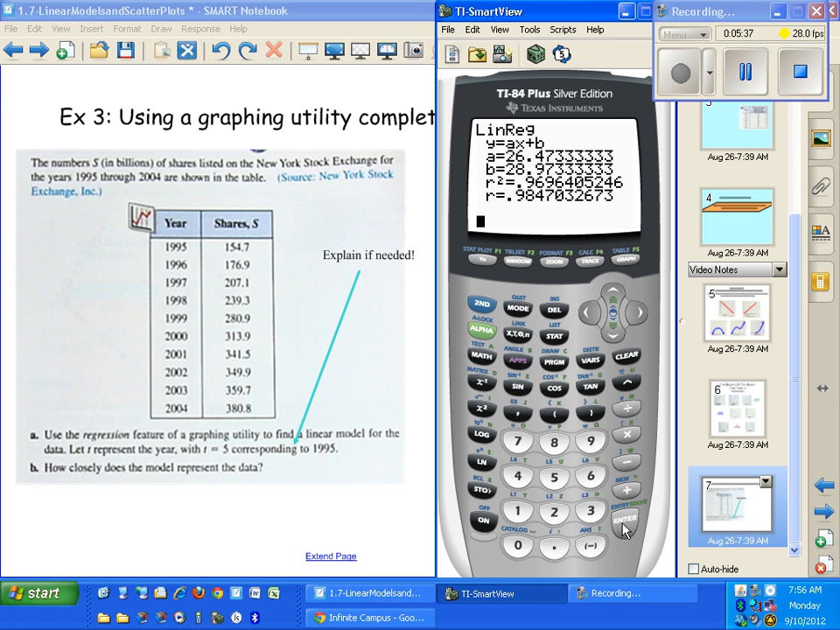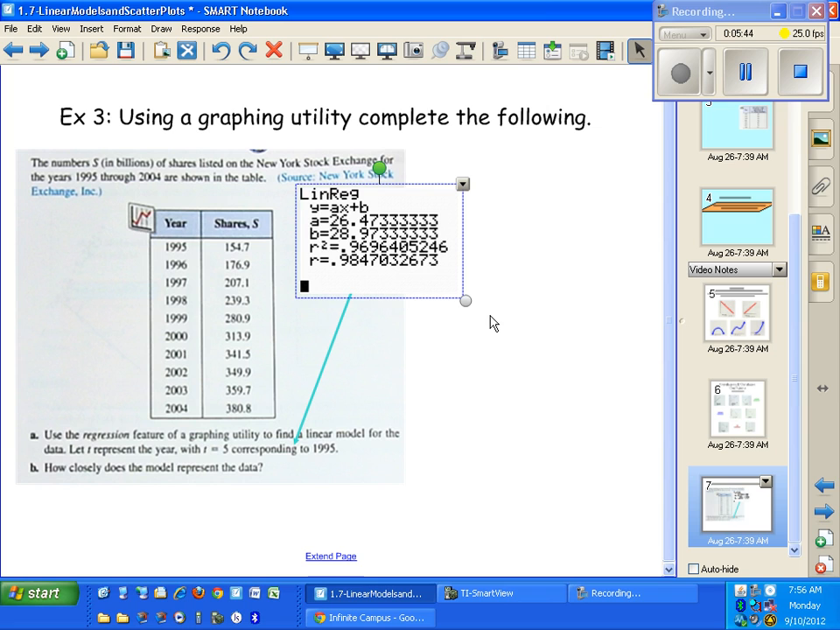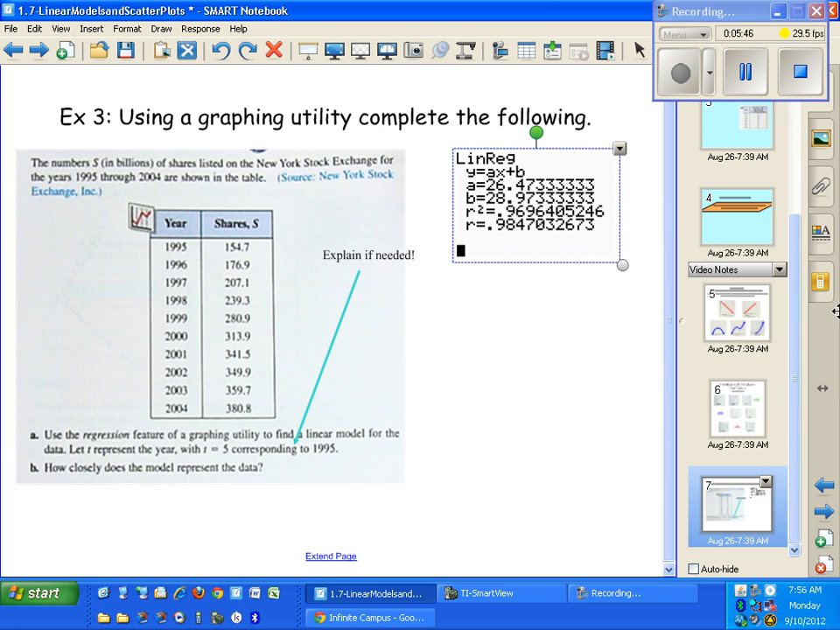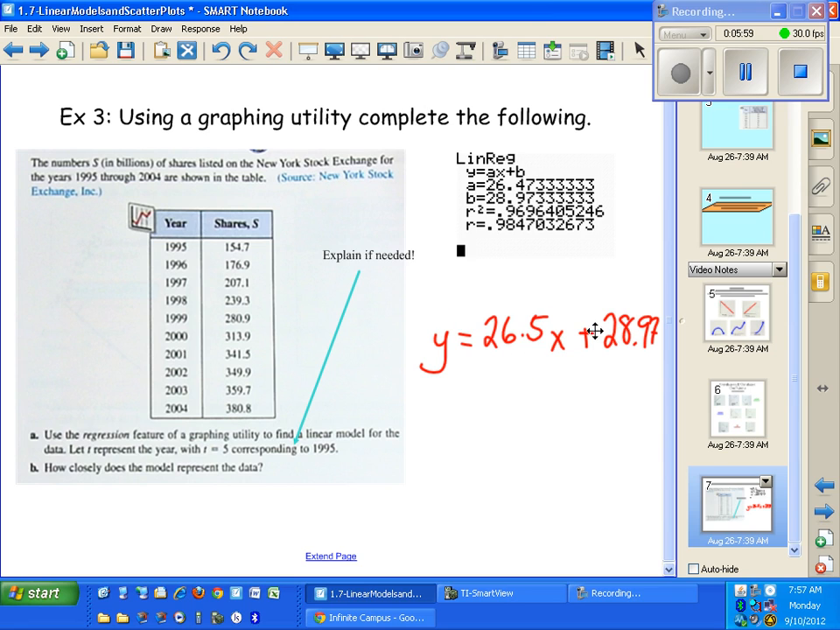There's my linear equation that I get. It looks something like this, and I'll just pull it out for the time being. You could see that I'd have a linear model that would be something like y equals a slope of 26.5x plus a y-intercept of 28.97. And so then we get something that looks like this. There's our linear model, and our r squared and our r values are really close to 1. This model should hit most of our points.